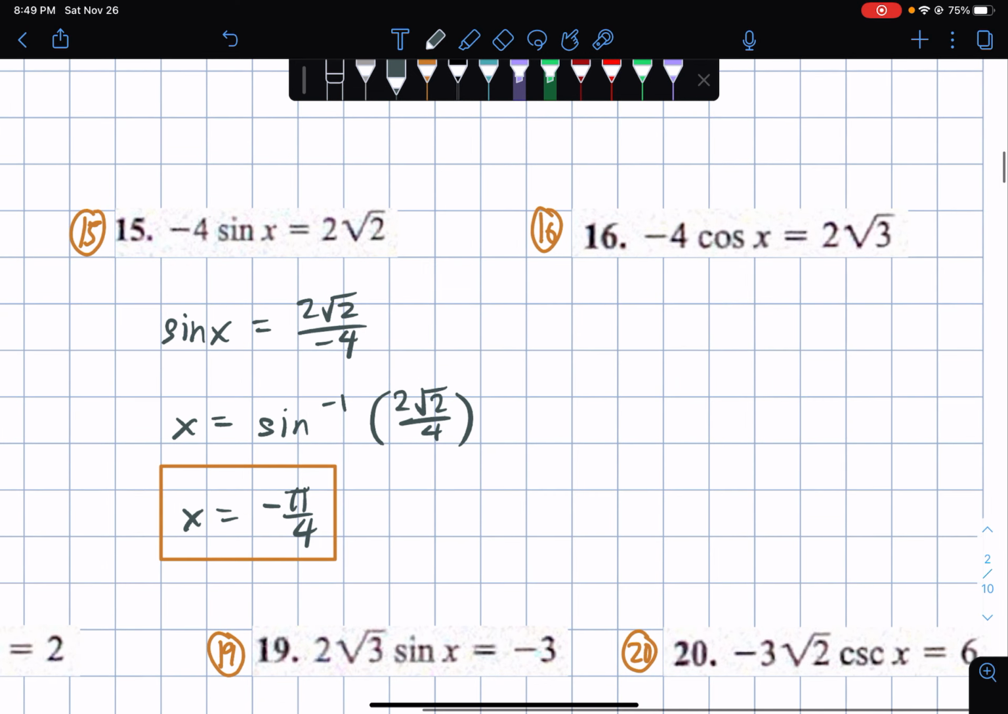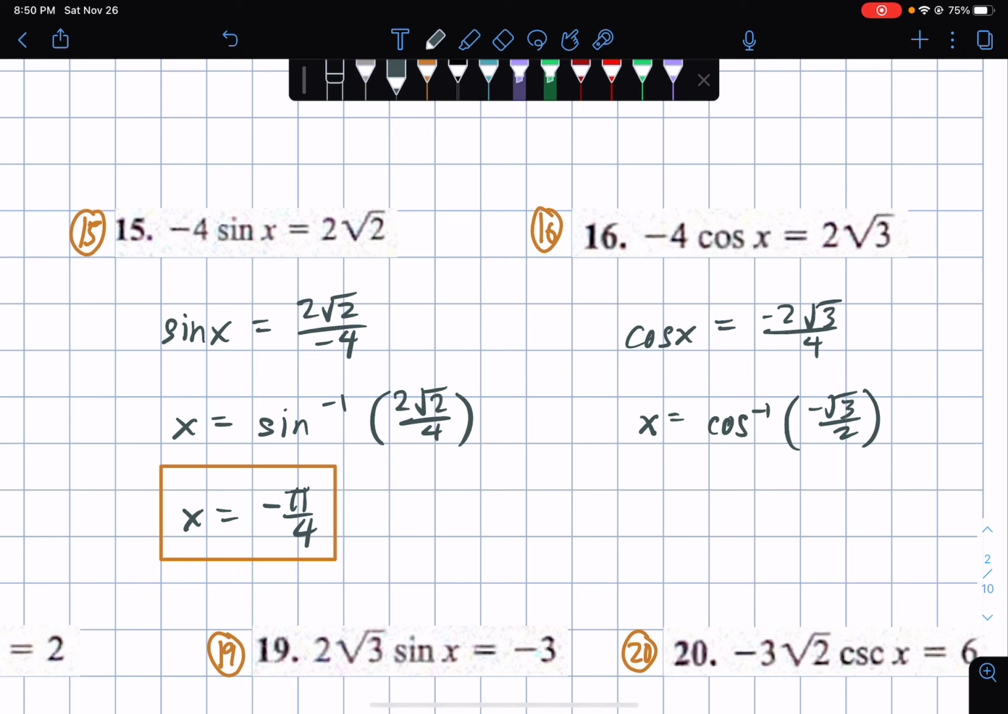For number 16, negative 4 cosine x is equal to 2 times the square root of 3. So cosine x is equal to negative 2 times the square root of 3 over 4. X is equal to the arc cosine of negative square root of 3 over 2. That's basically the simplified version of that value, which is equal to 5 pi over 6.